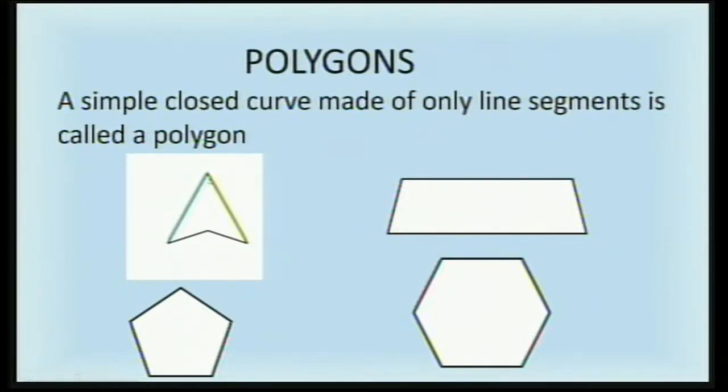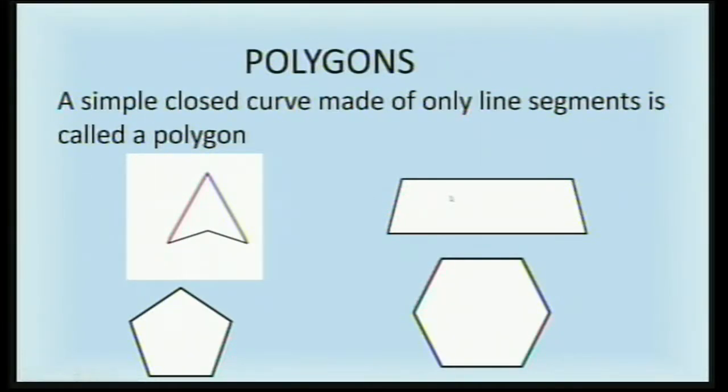So I'll just do it for you. It's 1, 2, 3 and 4. So this polygon has got 4 vertices. What about the number of sides? I'll just count it like this: 1, 2, 3 and 4. So this polygon has got 4 vertices and 4 sides.